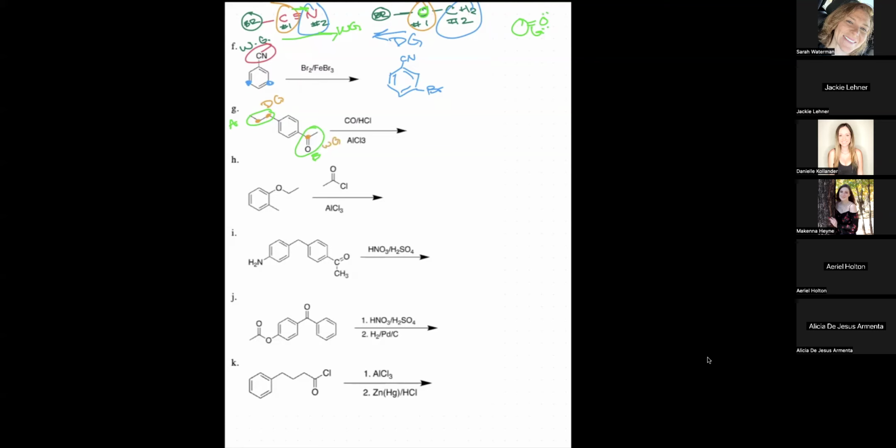Whenever you are trying to decide where to put something, your reaction is always going to listen to your donating group before it listens to your withdrawing group, because it's donating electrons and electrons are required to have a reaction, correct? So always prioritize your donating group over your withdrawing group. In that case, we will add what and where? To the ortho, because the para is already taken. So what are we adding? The Cl, the chlorine.